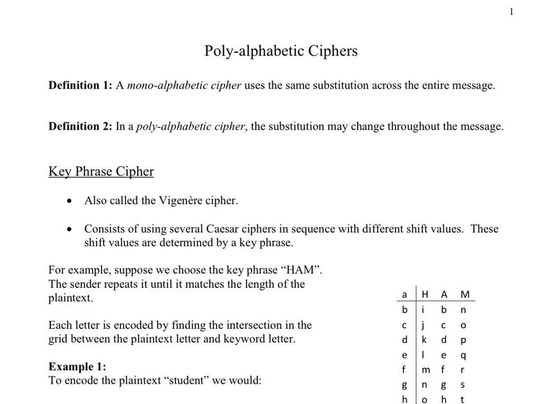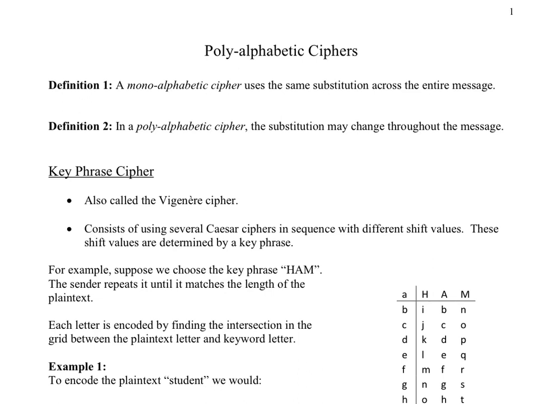Welcome, welcome, welcome. In this video, we're going to discuss something called polyalphabetic ciphers, and in particular, we're going to start with the key phrase cipher. In a previous video, we talked about monoalphabetic ciphers. So what were those? They used the same substitution across the entire message. An example of that was when we used the linear code.